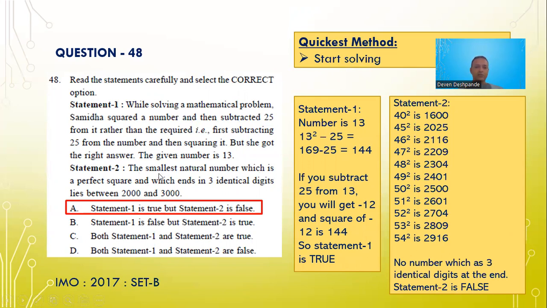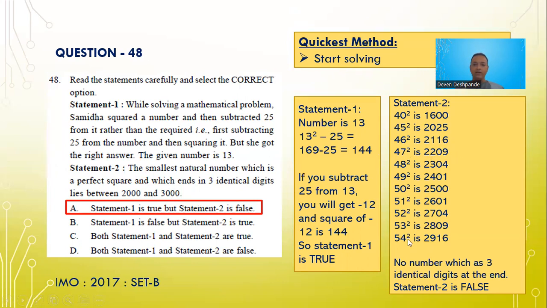And the second one: the smallest natural number which is a perfect square and which ends in 3 identical digits lies between 2000 and 3000. Let's see. 40 square is 1600. 45 square is 2025. So we'll start from 45. 45 square is 2025. The last 3 digits are not identical. 46 square is 2116. Last 3 digits are not identical. Similarly, 47 square is 2209. Last 3 digits are not identical.